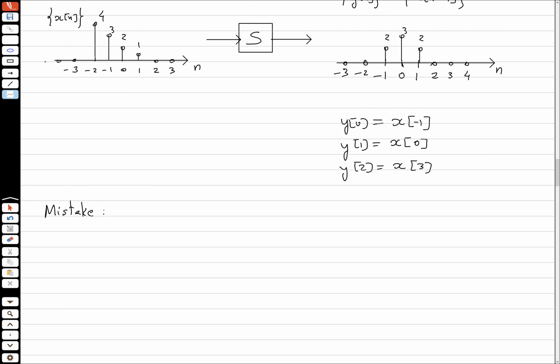So here we have, it's a mistake I see often, right? S of x of n is y of n. And y of n is y of n. So S of x of n minus 1 is y of n minus 1.